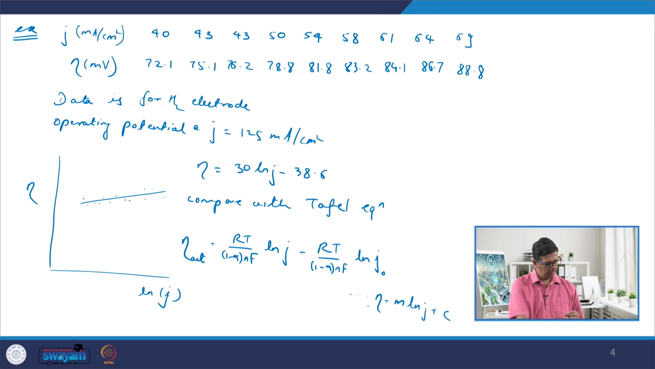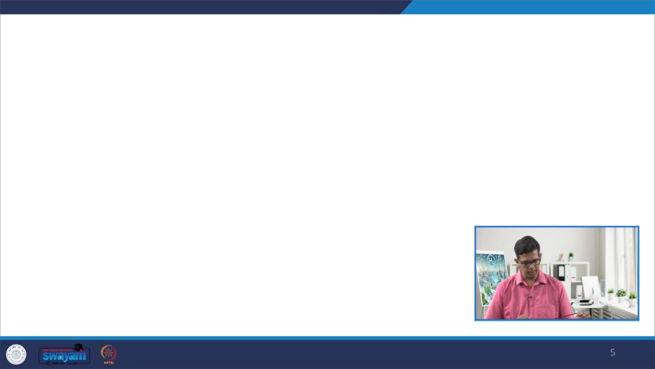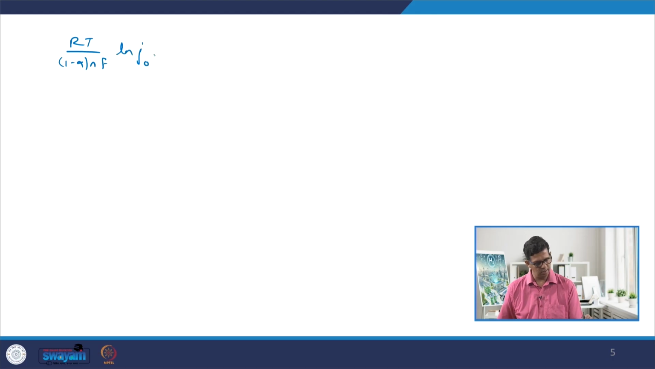So if we do that, we get RT by (1 minus alpha) nF times ln j naught as 38.6 minus, so they both become plus, and what we get as RT by (1 minus alpha) nF as 30, right. That is your slope.